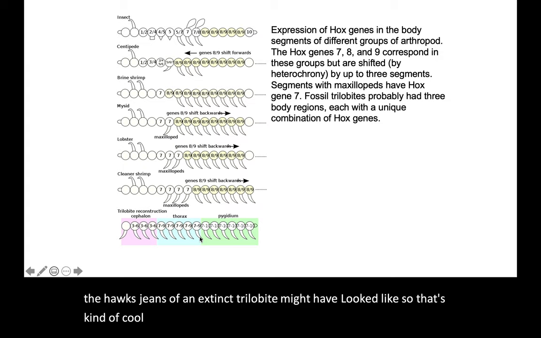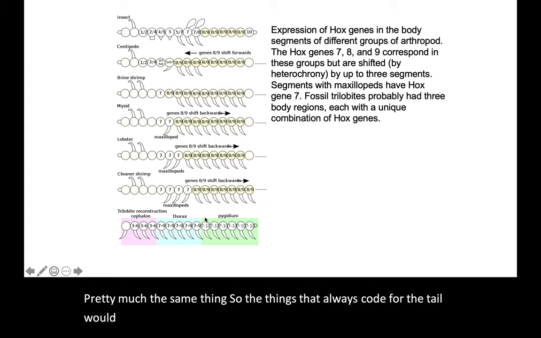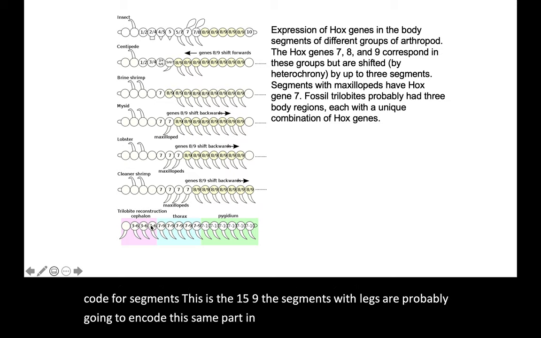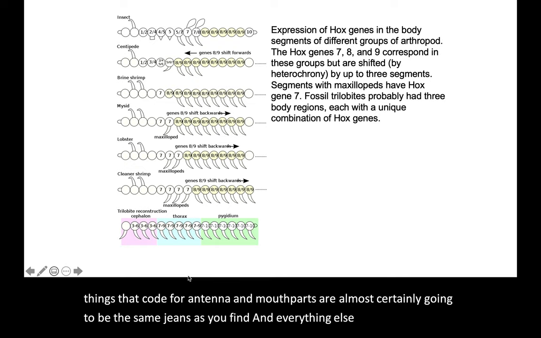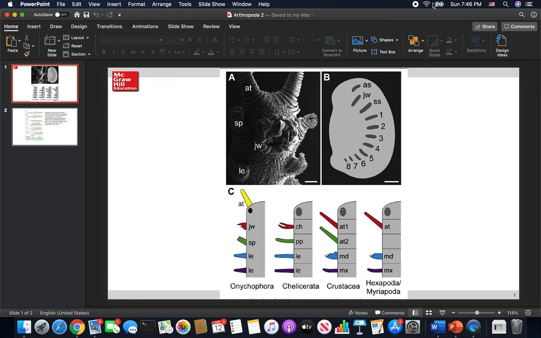And so they're reconstructing it as being pretty much the same thing. So the things that always code for the tail would probably code for the tail of a trilobite. The things that always code for segments, this is the 7, 8, 9, like the segments with legs, are probably gonna encode the same part in the trilobite, as you imagine. And the things that code for antenna and mouth parts are almost certainly going to be the same genes as you find in everything else. So that's the idea. So that's a little look at HOX genes and a little look at arthropod and pan-arthropod evolution.